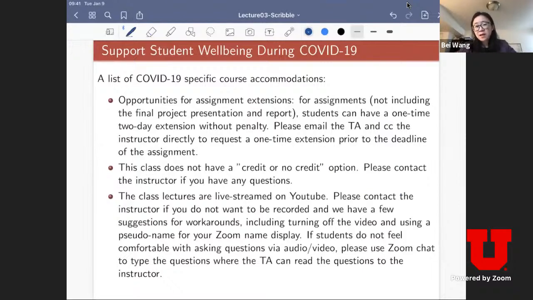The first thing is that for assignments, of course not including the final project presentation and report, you can get a one-time 2-day extension without any penalty. You should email the TA and CC me, the instructor, to request the extension before the deadline. The second thing is that, to be clear, this class does not have a credit/no credit option. Feel free to email me if you have questions.